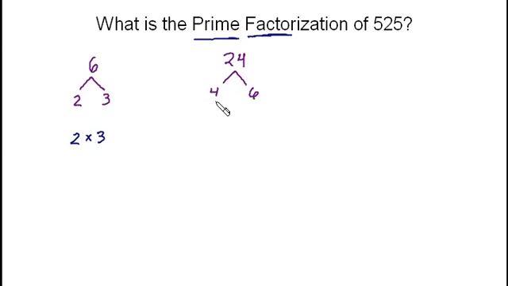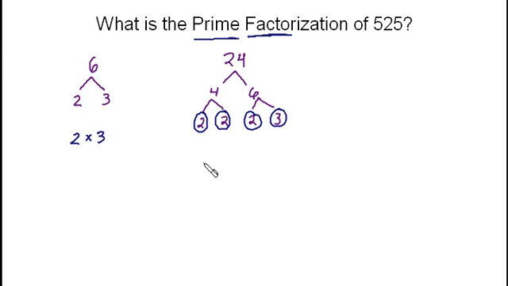Now we have to decide if 4 or 6 are prime. As it turns out, neither one of these numbers is prime. So we need more branches on our tree. So let's start with the number 4. Well, we can think of the number 4 as being the product of 2 times 2. And 2 is a prime number. So that's as far as we need to go on this side of the tree. Now let's take a look at the number 6. And we know that the number 6 is the product of 2 and 3. And both 2 and 3 are prime. So our factor tree is complete.